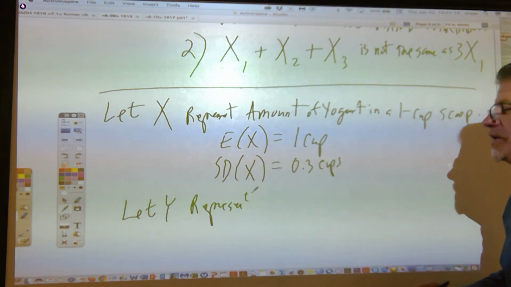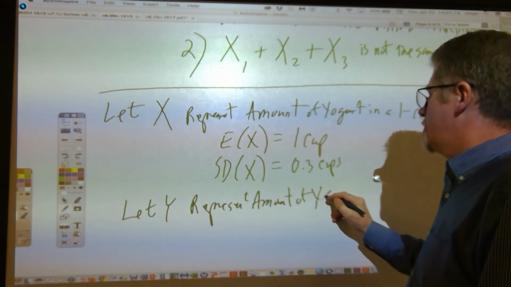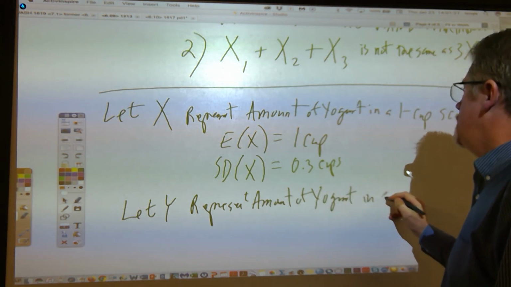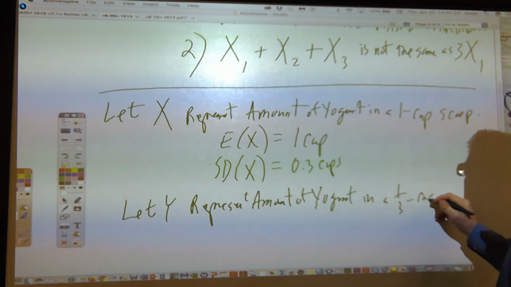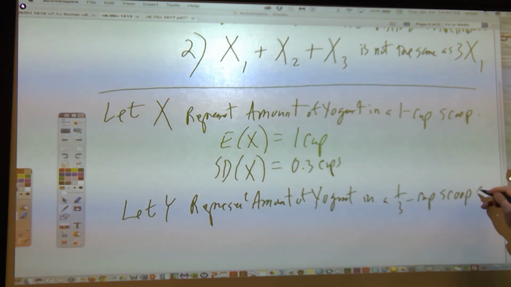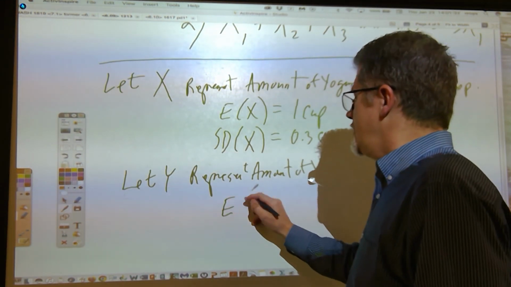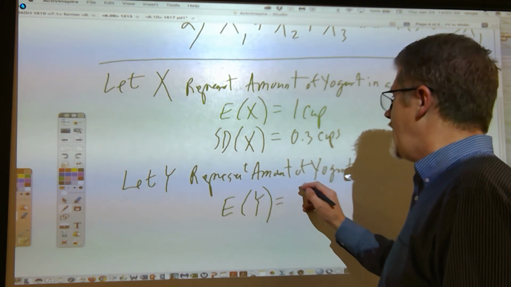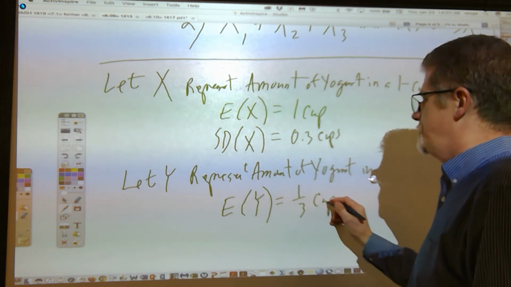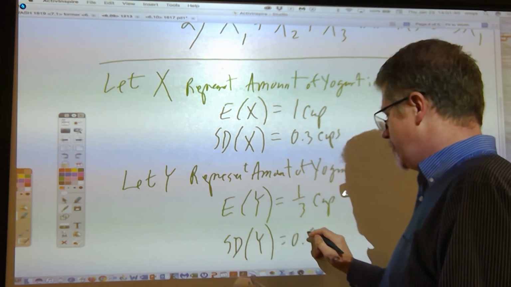So, let Y represent the amount of yogurt in a 1/3 cup scooper. Is it scoop or scooper? I don't know. So it turns out that the expected value of Y, on average, you do get 1/3 of a cup. But the standard deviation of Y is 0.15 cups.